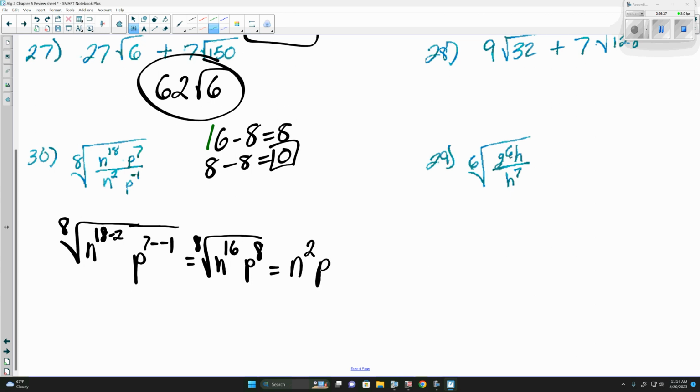With our other variable, p, how many groups of 8 can we remove from p to the 8th? We can remove 1. Are there any left over? So the final answer is n squared times p. Now technically we would need absolute values around the p, but I'm not going to count off for that. We will leave it as n squared times p.